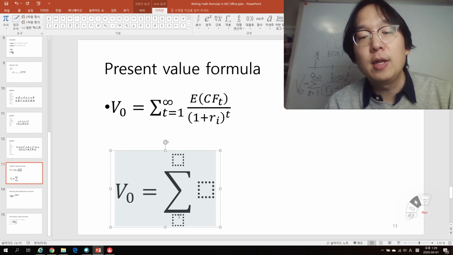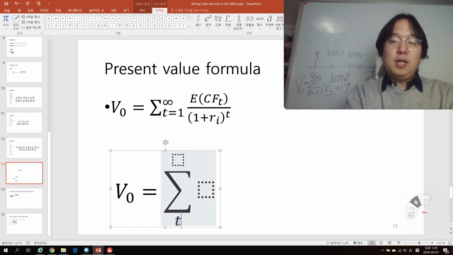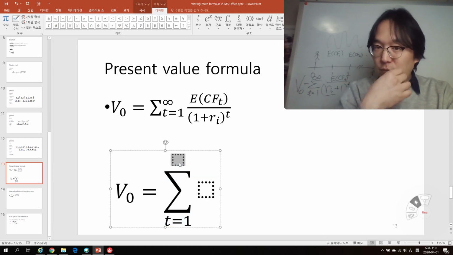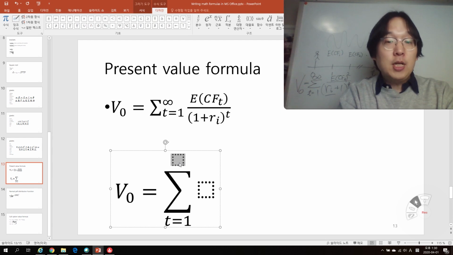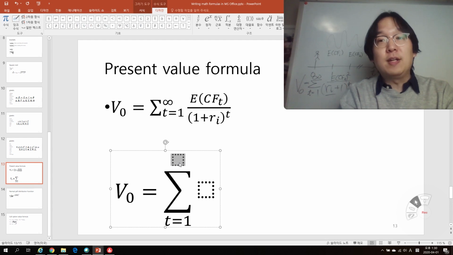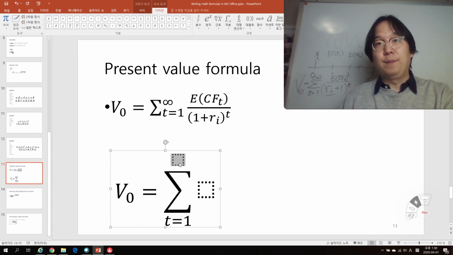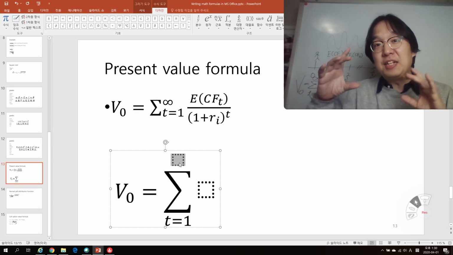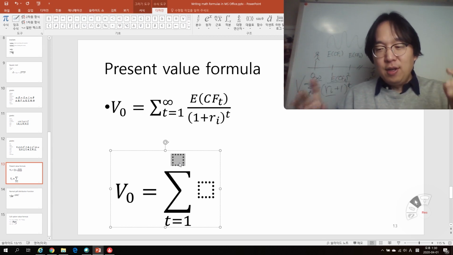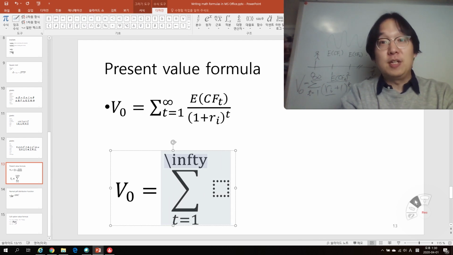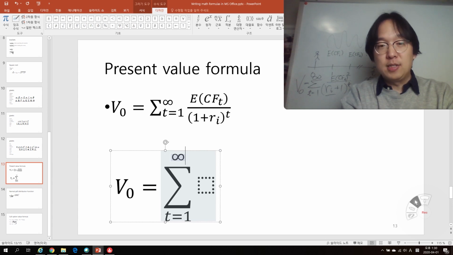This one. So I say here, t is equal to 1. That's the starting point, the first cash flow. And then when does it finish? Well, infinite horizon, it doesn't finish, right? So infinity, how do you write this thing? Shall I punch in 8 and then tilt it 90 degrees? That does not work. So what do we do? Backslash INFTY, infinity, and space, it looks like this.